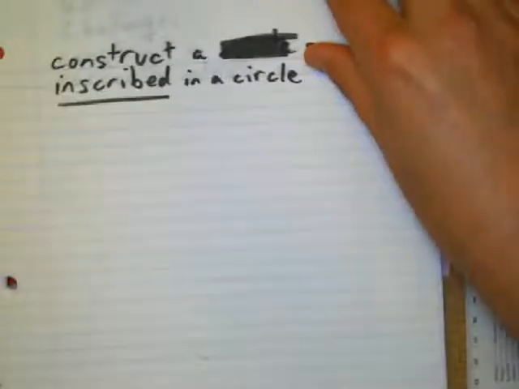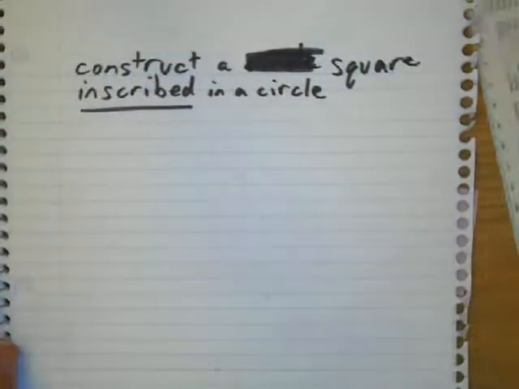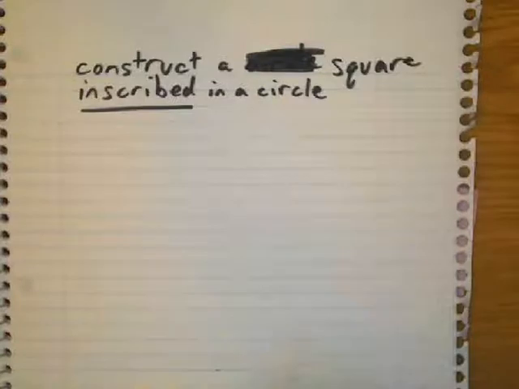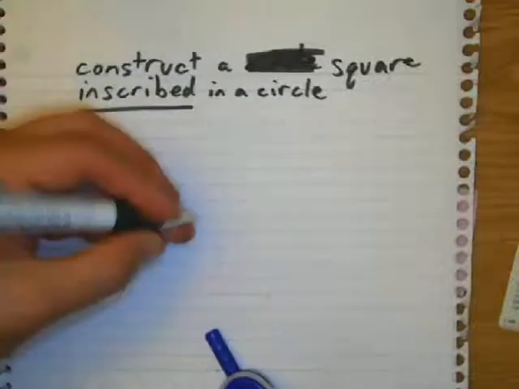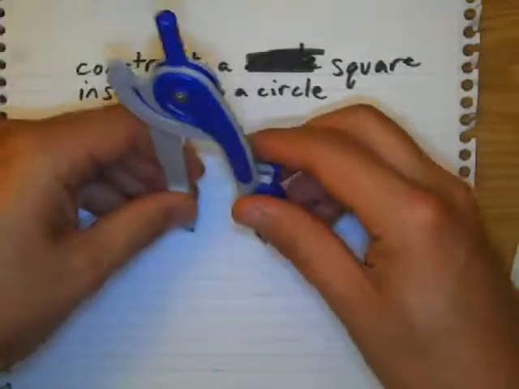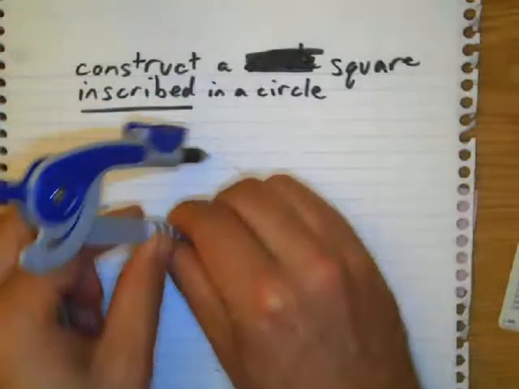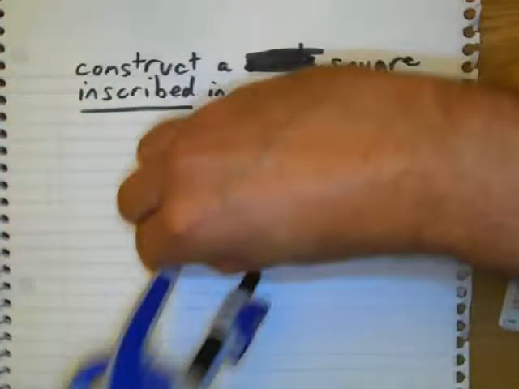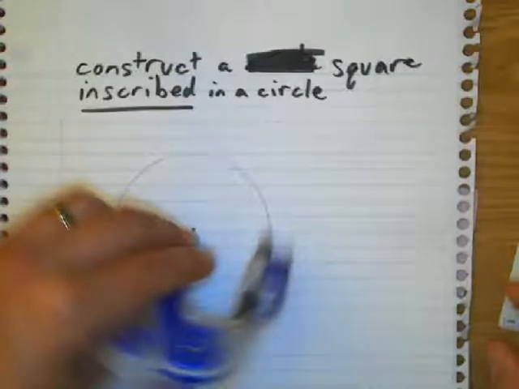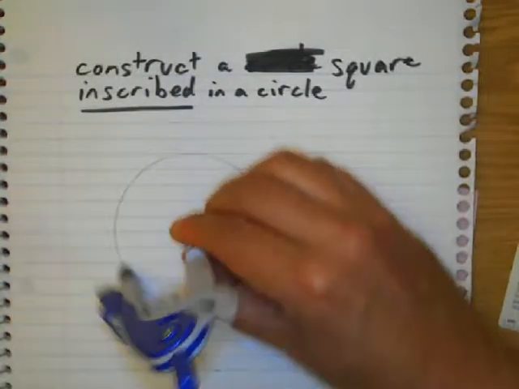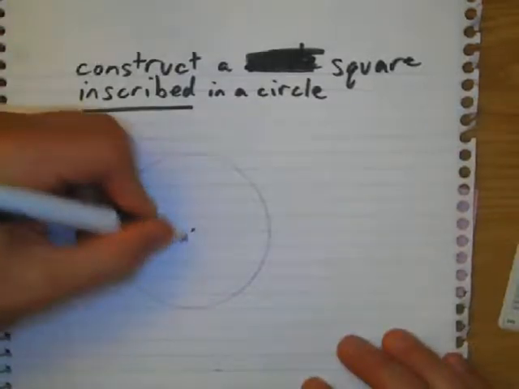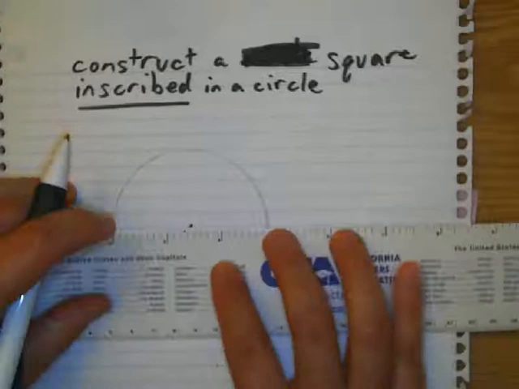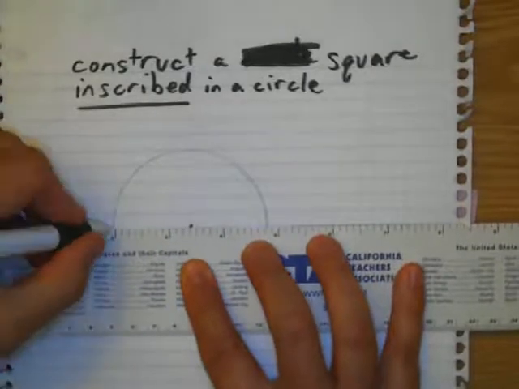Let's construct a square inscribed in a circle. Okay, so first thing I need to do is draw a circle. Let's put a dot here somewhere. Okay, so I've just drawn a circle centered at this point. Let's label it A. All right, so I'm going to draw a line. Okay, here we go. We've got our line.